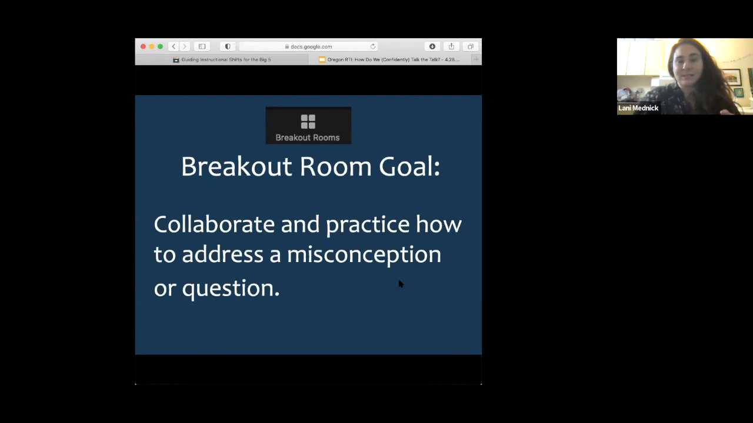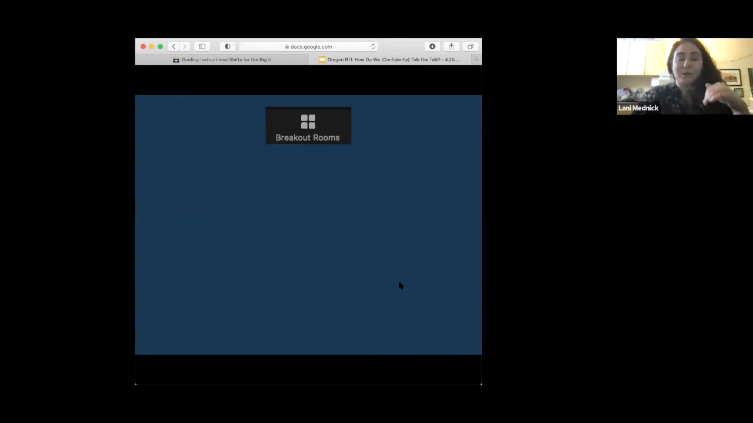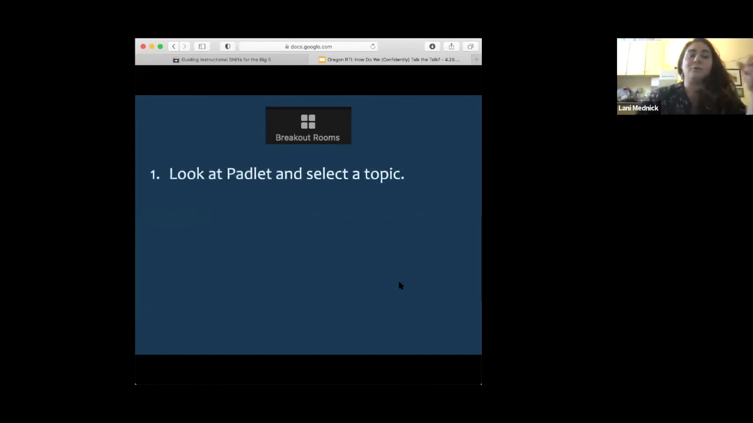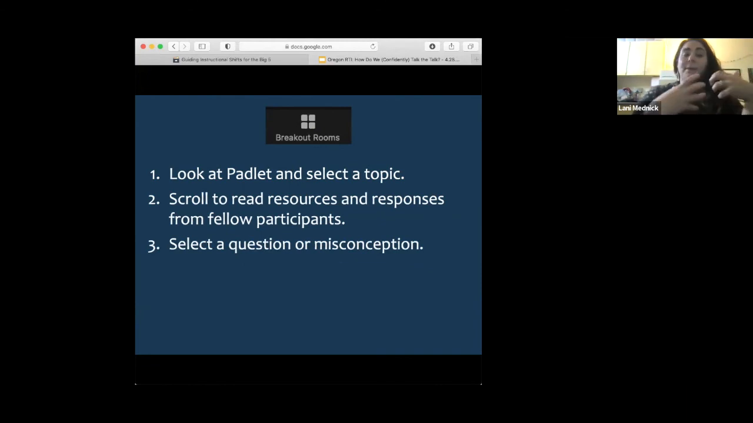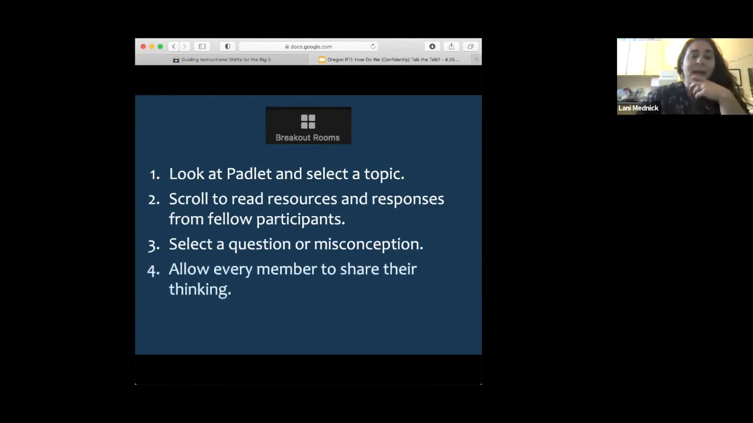We have a process and we will copy this process into the chat so you have it available when breakout rooms open. First, you'll look at the Padlet and you'll select a topic in which you want to dive deeper into. Then you'll scroll to read the resources and responses from fellow participants. You'll select a question or misconception that has come up in that time. And then you'll allow every member to share their thinking. We're hoping that this time really allows you to think through it together.